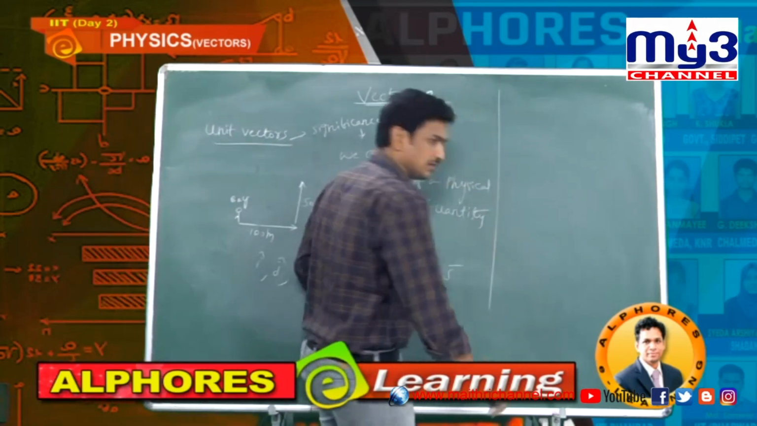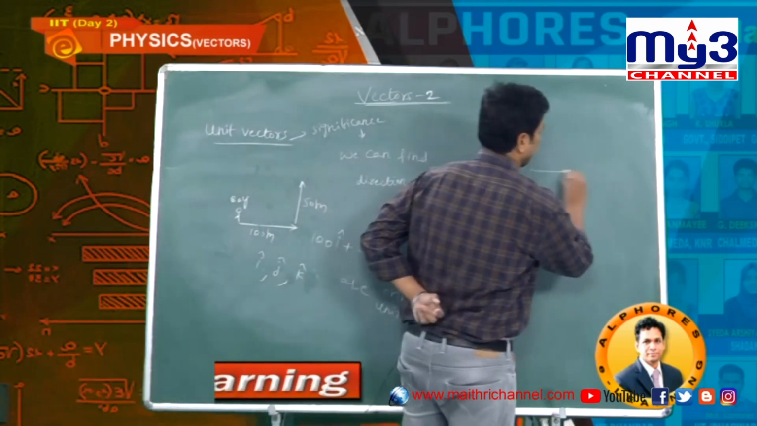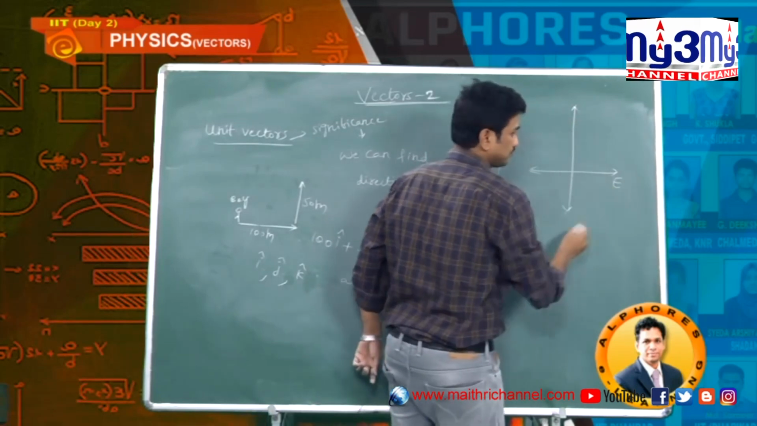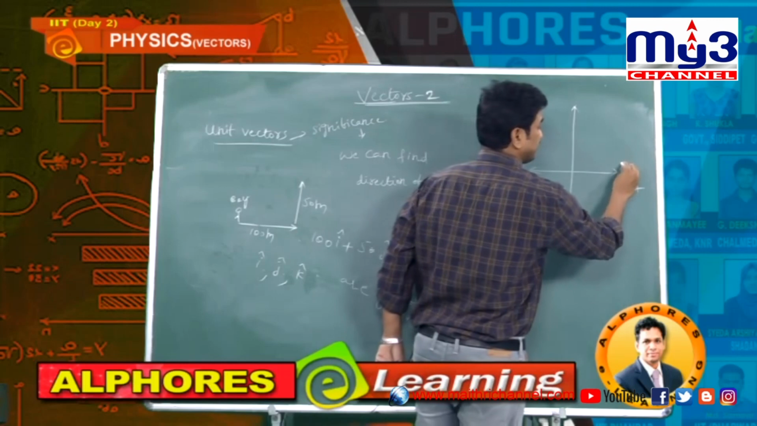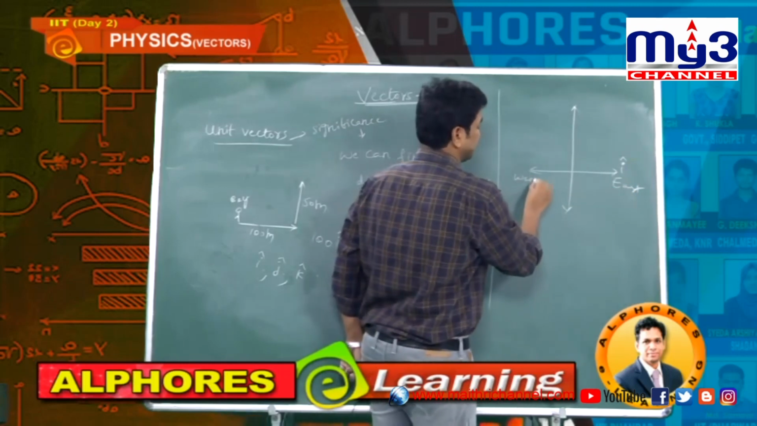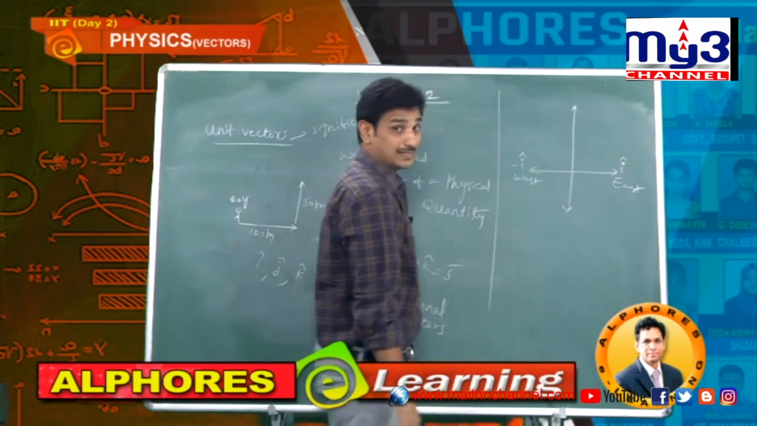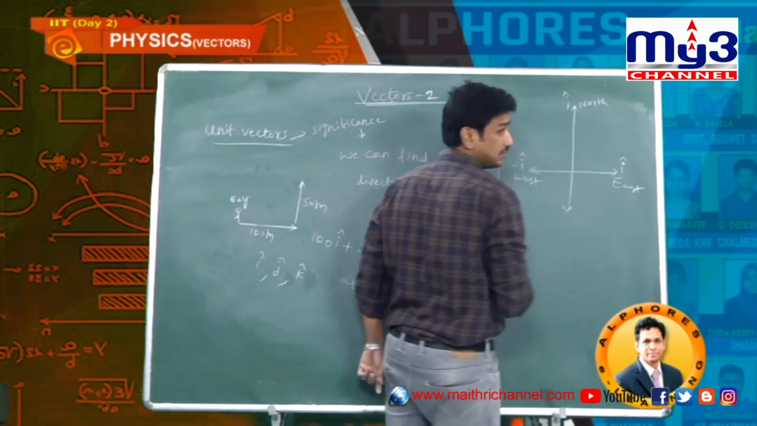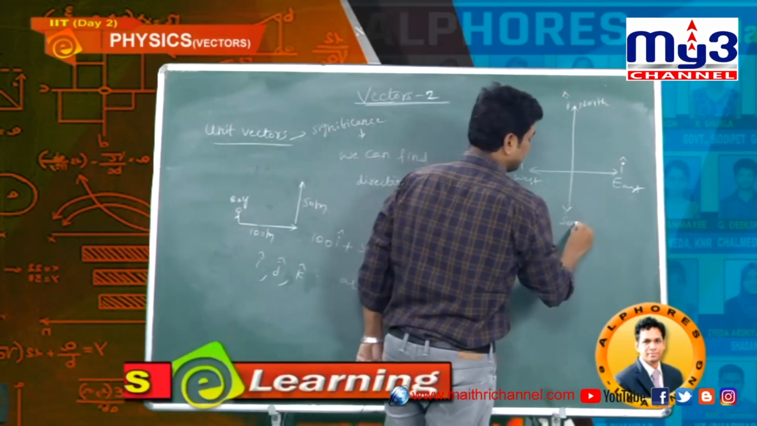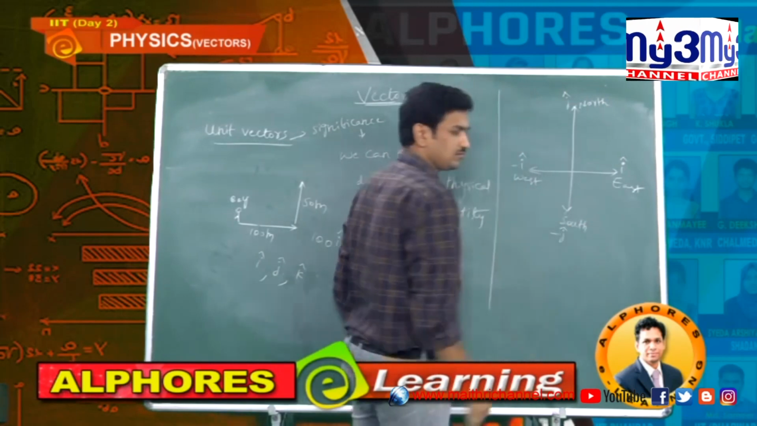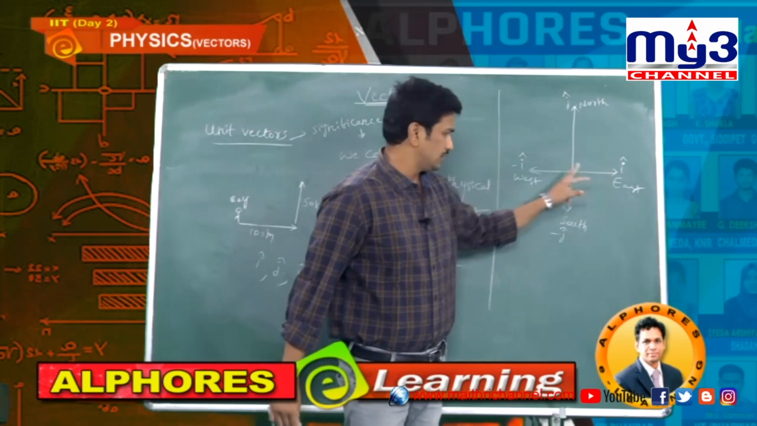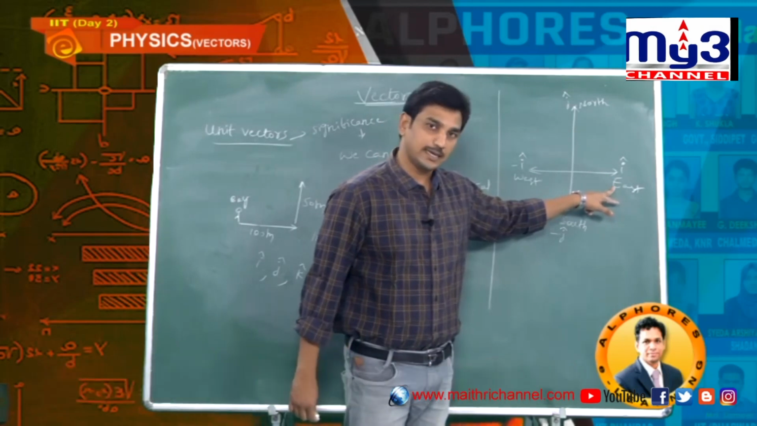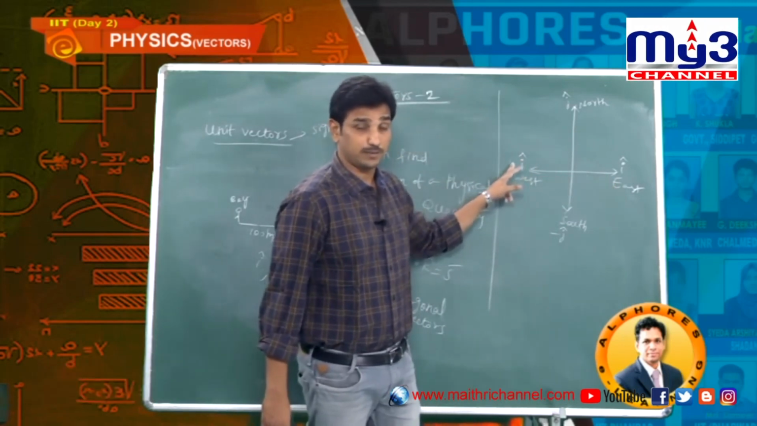In general, in physics, the east direction is represented with I cap, the west direction with minus I cap. The north direction is represented with positive j cap. South, we will represent with minus j cap. Positive x, negative x, positive y, negative y. East direction I will represent with I cap. West direction I will represent with minus I cap.